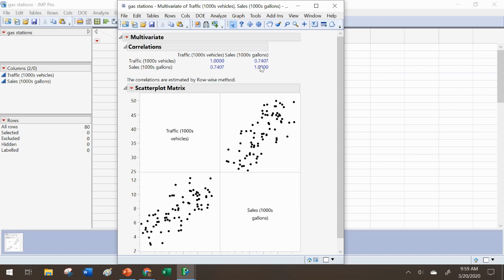So up in this little matrix here, we're going to have the correlations between all pairs of variables. Now, traffic versus traffic, they're the same number. So unsurprisingly, the correlation coefficient is 1. Same for sales versus sales. But the number that's important to us is where do those two variables meet? And they're going to meet in two spots. So we can either look at traffic versus sales or sales versus traffic. We're going to get the same correlation coefficient either way. So the value we get is 0.7407.